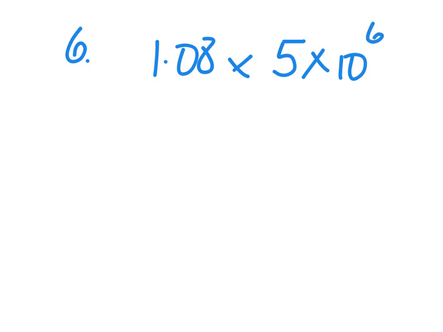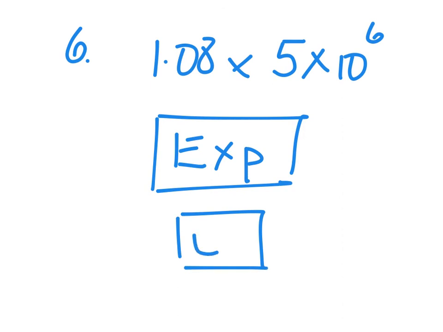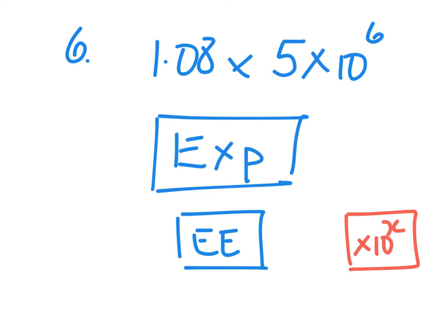And remember, on your calculator, we do that kind of sum by using the EXP button, or in some calculators it's the EE button. Okay, do not use the times 10 to the power x button. You're going to get the wrong answer. Okay, the 10 to the power x button. Use the EE or the EXP button, and that should help.